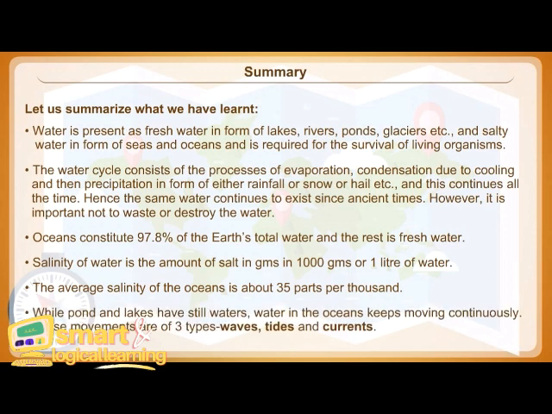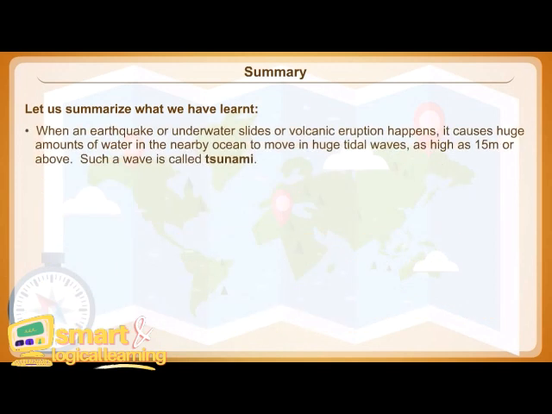While ponds and lakes have still waters, water in the oceans keeps moving continuously. These movements are of 3 types: waves, tides, and currents. When an earthquake or underwater slides or volcanic eruption happens, it causes huge amounts of water in the nearby ocean to move in huge tidal waves as high as 15 meters or above. Such a wave is called tsunami.